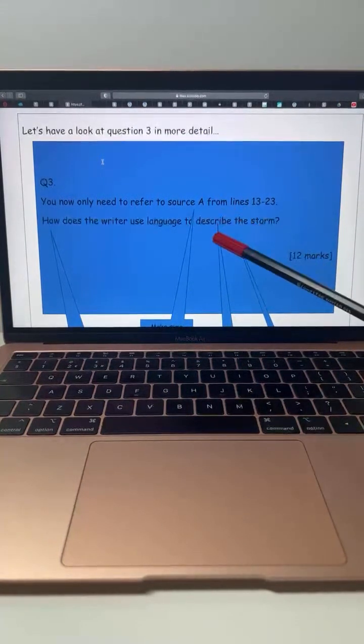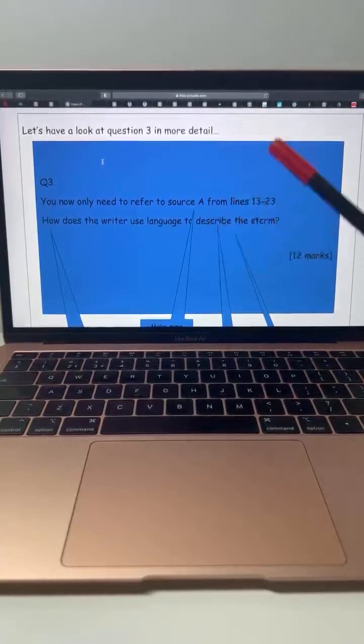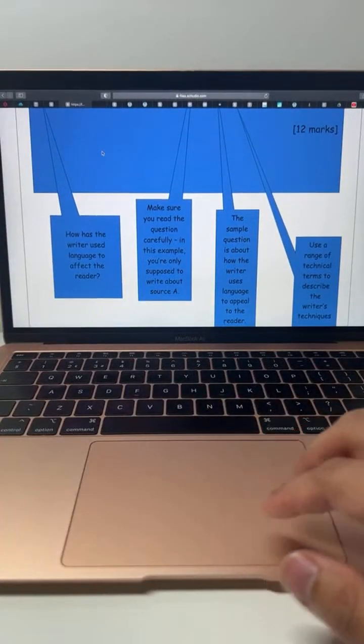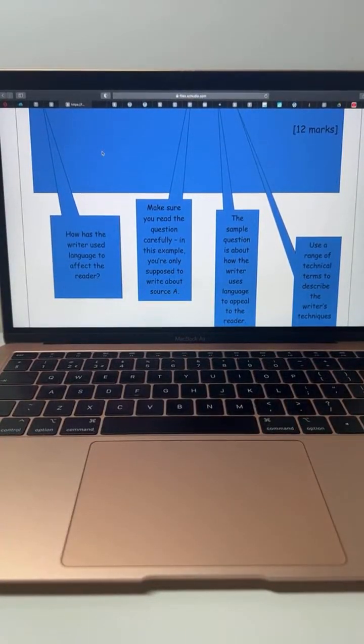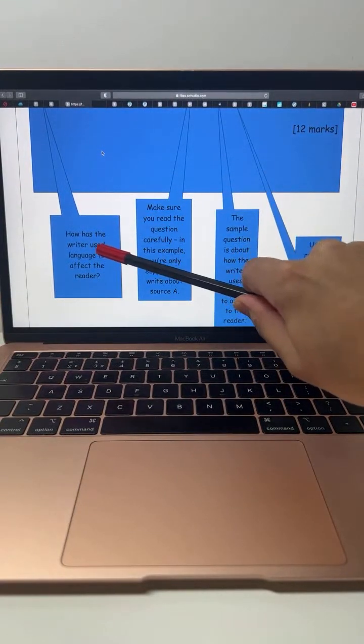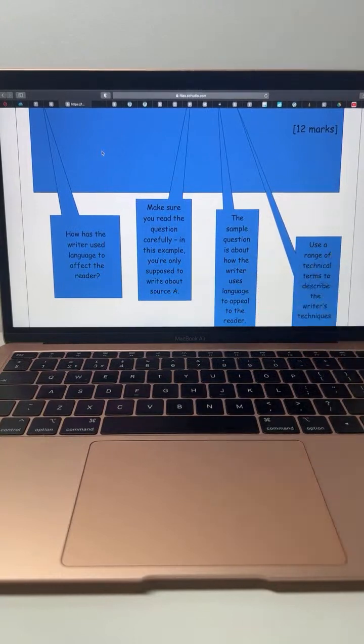How does the writer use language to describe the storm? And it's worth 12 marks. There are certain keywords that you want to make a note of and use to prepare for the question. The how: there's always going to be the word how. In simple terms, this means how has the writer used language to affect the reader? There's a purpose behind why the writer has used particular language techniques. They don't just use them spontaneously; they use them with intention.